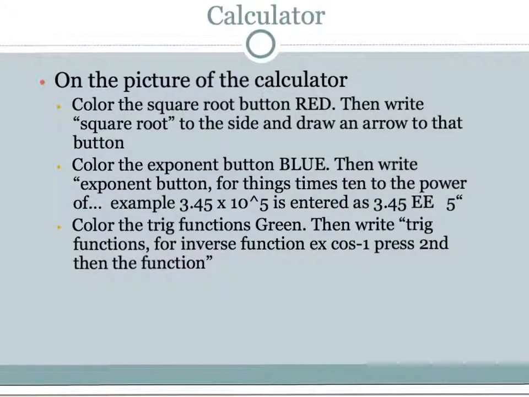Next, we're going to look at the classroom calculators that you have been provided. On the picture of the calculator on the next slide, I want you to identify 3 different buttons. The first button we're going to identify with the color red, and that's the square root button. The next button we're going to identify is the exponent button, which has two capital E's on it. And we're going to color that button blue. And then the third set of buttons that we're going to identify are all three of the trigonometry functions.